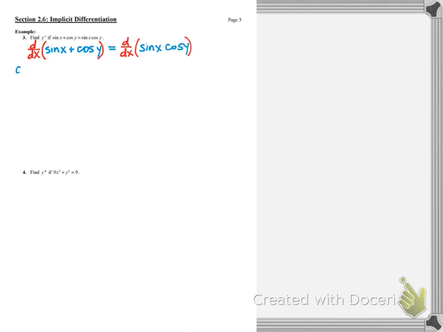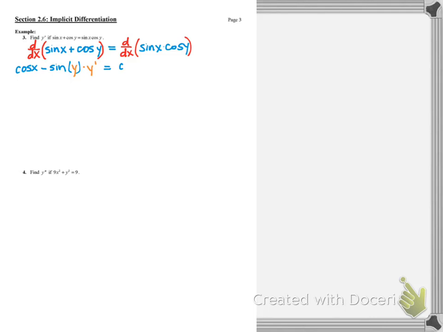You should notice on the right side that there is a multiplication there, so we will have to use product rule. When we look at the left side, derivative of sine x is cosine x. And then we have negative sine y times y prime. That's the derivative of cosine y. We need to multiply by y prime because of the chain rule.